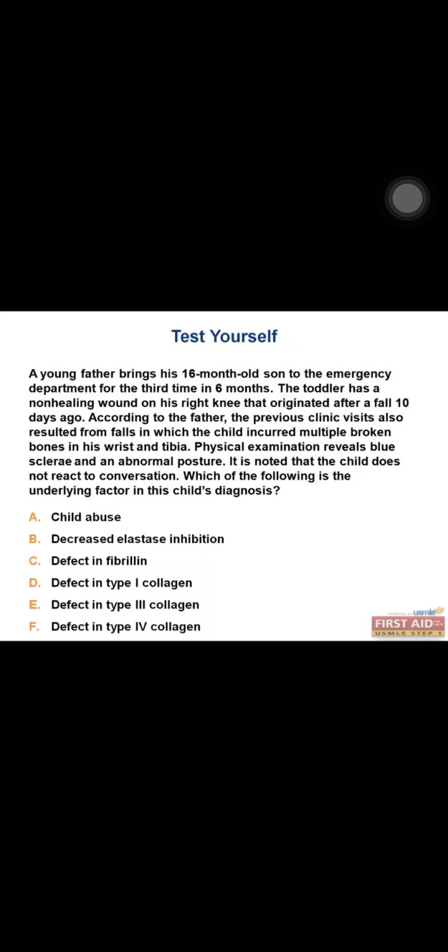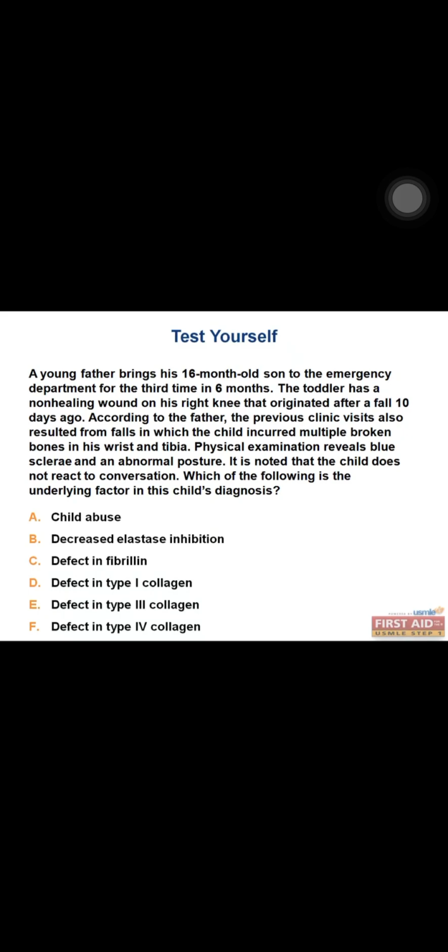Alright, let's go through a couple questions before moving on to the next section. We'll start with this one. A young father brings his 16-month-old son to the emergency department for the third time in 6 months. The toddler has a non-healing wound in his right knee that originated after a fall 10 days ago. According to the father, the previous clinical visits also resulted from falls in which the child incurred multiple broken bones in his wrist and tibia.